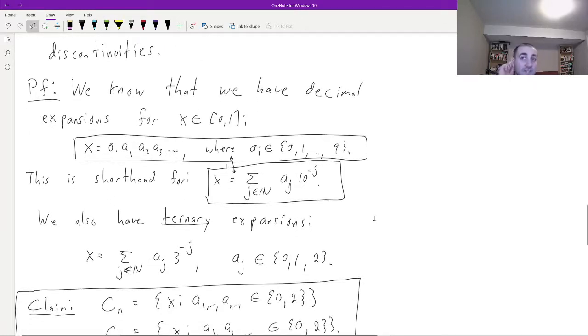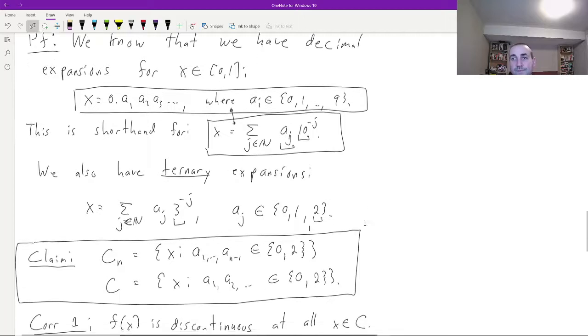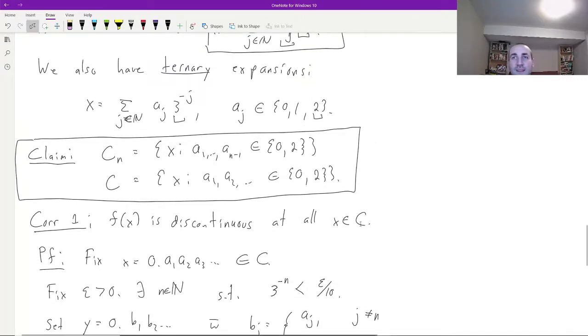Okay. It shouldn't be terribly surprising that just like we have a decimal expansion where I have a 10 here and the aj's are less than 10, you can also write down binary expansions and indeed ternary expansions. So I can write x is equal to the sum over j in N of aj times 3 to the minus j, where aj is between 0 and 2. So it's exactly the same thing as decimal expansions, except I'm expanding things base 3 instead of base 10. Why did I bother to do any of that?